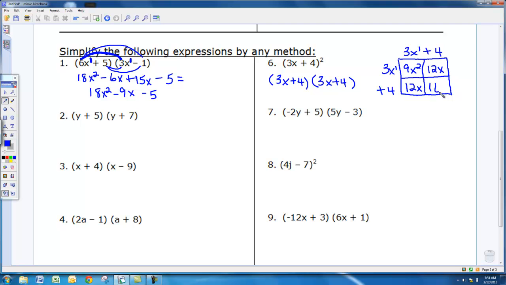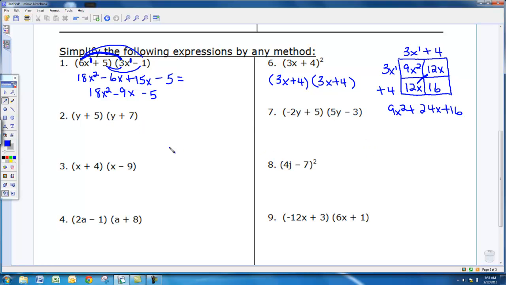That gives me 16. Now don't forget the like terms along the diagonal. 12x plus 12x gives me 24x. Then I bring down the 9x squared, and I bring down the 16. So there's an example of each.